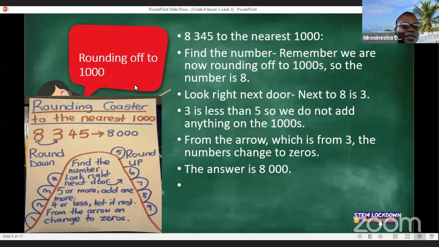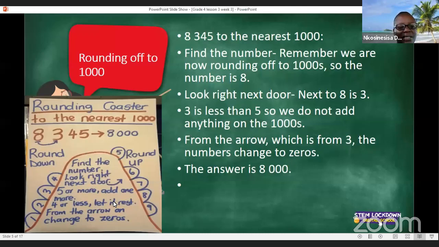So number one, we find the number. The thousands, because we're rounding off to the nearest thousand, is 8. And then we look right next door. We have to look to the right. What is next door of 8? It is 3. When we have found 3, these are the questions that we have to ask ourselves about the 3. If 3 is 5 or more, we have to add 1 more. But if 3 is 4 or less, we have to let it rest. So what can we say about the 3? Is 3 5 or more, or is 3 4 or less? If you say 3 is 4 or less, you got it right. So we have to let it rest.